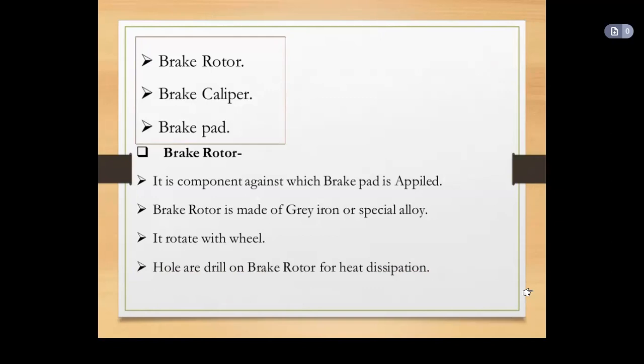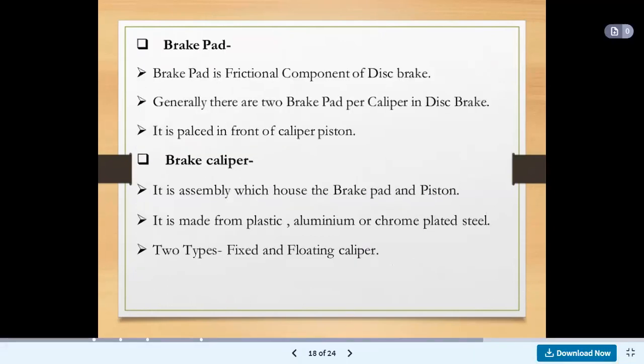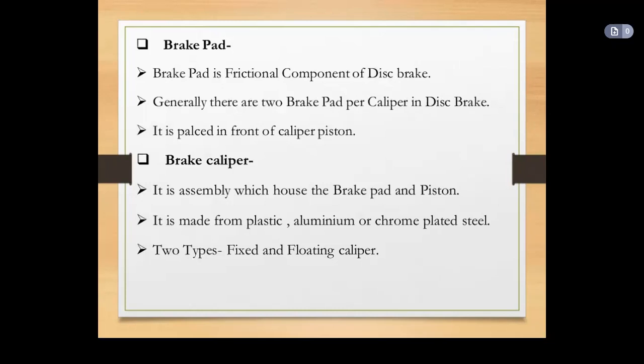it is the component against which the brake pad is applied. The brake rotor is made of gray iron or special alloy. It rotates with the wheel, with holes drilled on the brake rotor for heat dissipation. Brake pad, if we consider, the brake pad is the frictional component of the disc brake. Generally, there are two brake pads per caliper in a disc brake. It is placed in front of the caliper piston.